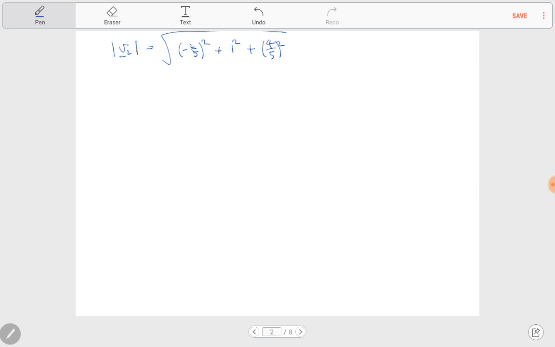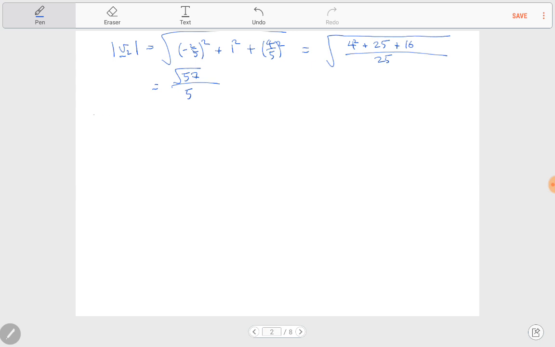I'm going to put this all over a common denominator of 5 squared. So that's the square root of 4 plus, I'm putting everything over 25. So I had 2 squared over 5 squared, so 4 over 25, plus 1 squared, so that's 25 over 25, plus 16 over 25. So that's equal to, so 16 plus 25 is 41, plus 4 is 57. So I get the square root of 57 over the square root of 25, which is just 5.